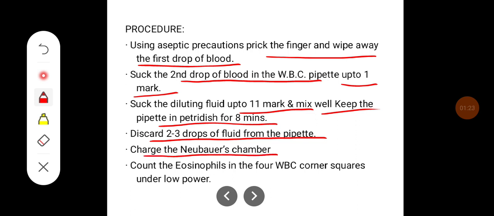Then charge the Neubauer's chamber. Then count the eosinophils in the 4 WBC corner squares using low power. Then confirm by using high power.